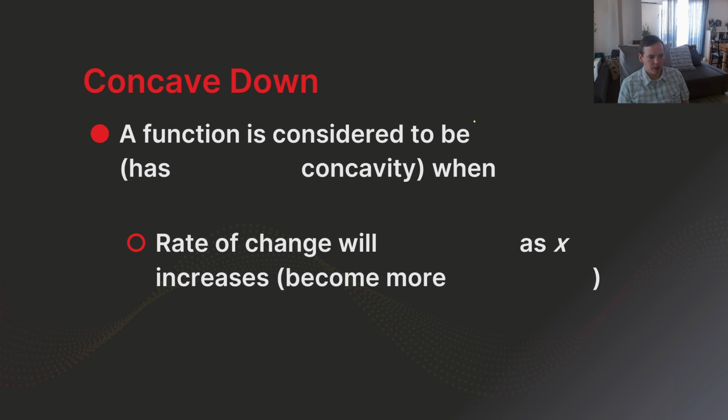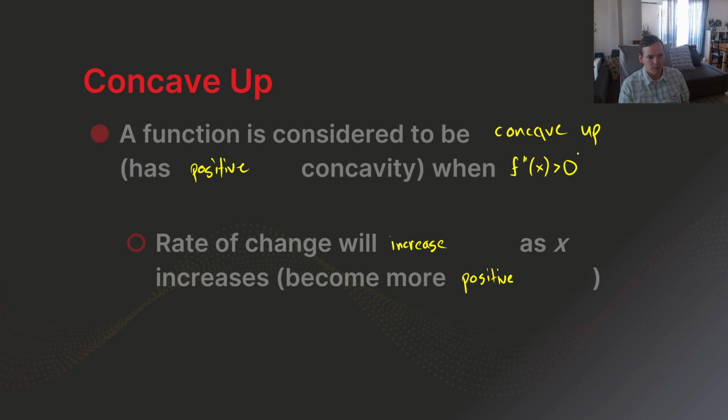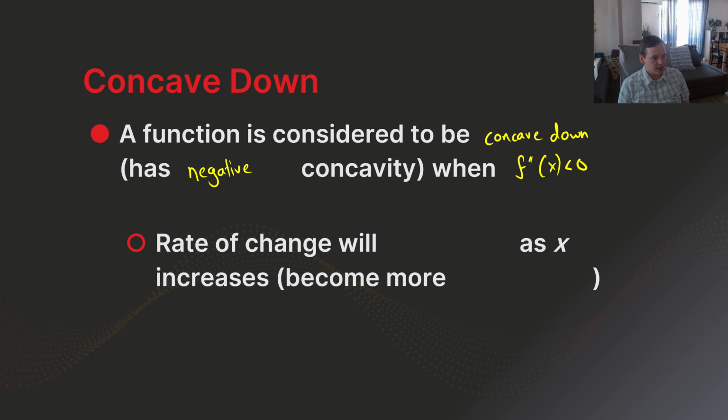Concave down, just like with increasing and decreasing, will be the opposite. A function is considered to be concave down, or in other words, to have negative concavity, when the second derivative is less than 0. Did I write that properly? Yeah. Is less than 0. So the rate of change will decrease as x increases. It will become more negative.